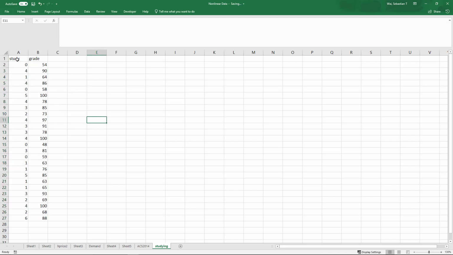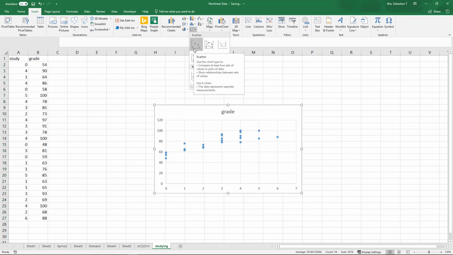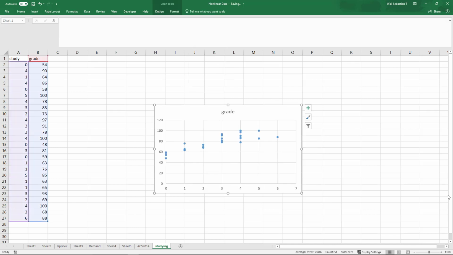I'm going to create a scatter plot by selecting our data and then insert scatter plot. We can see here that it looks like the relationship between studying and grades is not quite linear, and we can see that there is a little bit of a drop-off there.